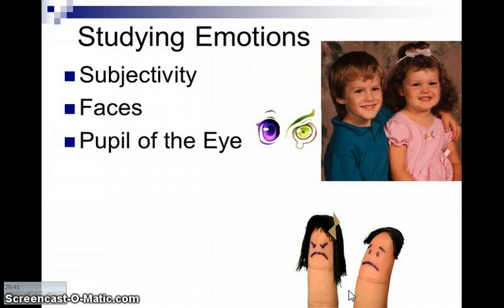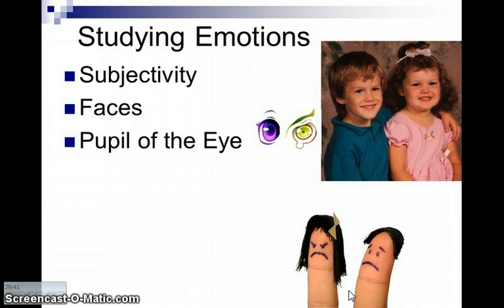So, one other thing that kind of gives away our evaluation of certain things, our emotion attached to certain things, is the pupil of the eye. If the pupil of the eye gets bigger, then we tend to like what we see. If the pupil of the eye gets smaller, then we don't tend to like it.